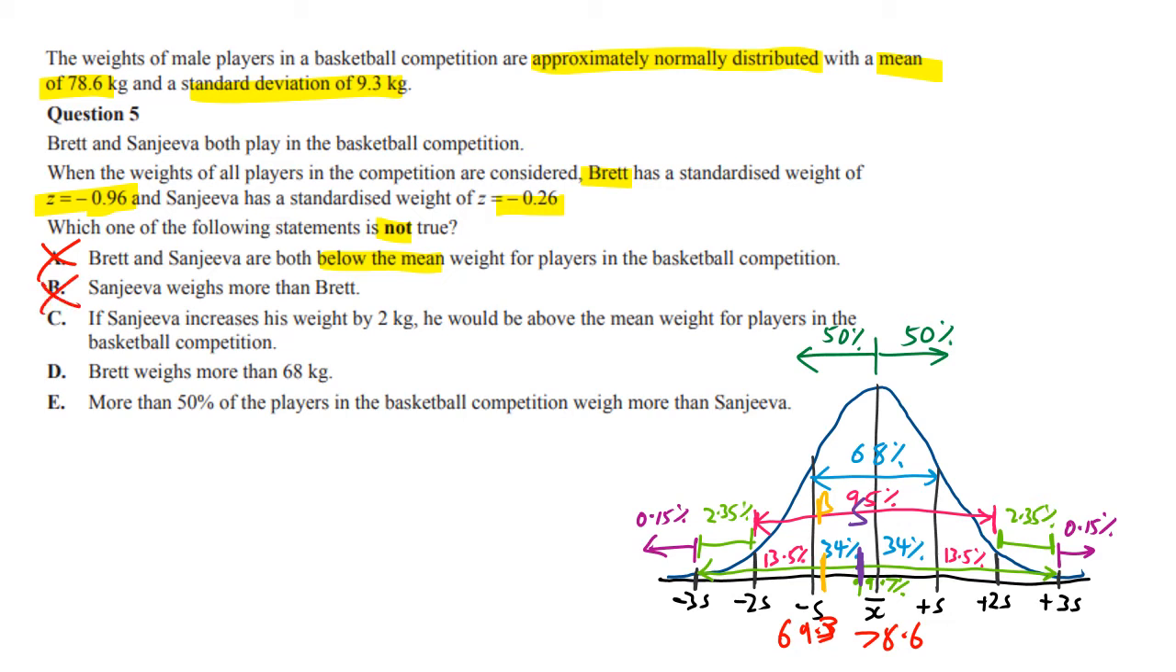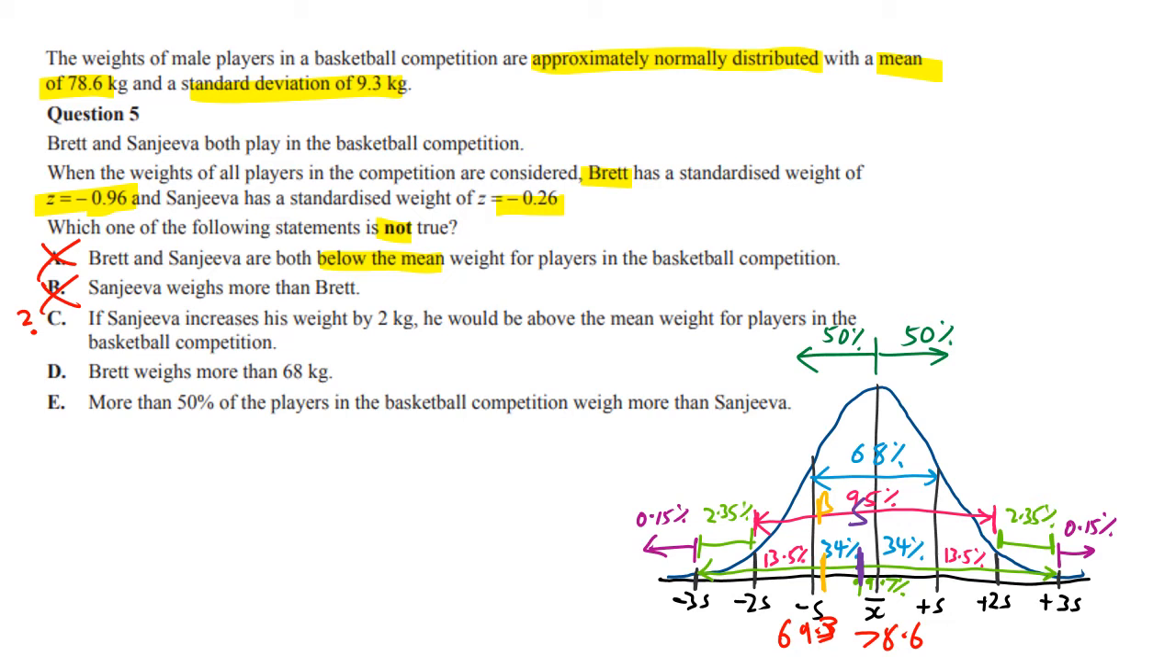C, if Sanjeeva increases weight by 2 kilos, he would be above the mean weight for players in the basketball competition. That one looks tricky. So what you do is you go, not sure, but if I can definitely get rid of D and E, then it must be C by elimination. And that can be a good technique in an exam. So you put a question mark on your exam sheet, and you might just come back to this later. So you get yourself down a quick answer, move on to other questions, and then you can come back to this one later if you've got the time, rather than spending a huge amount of time trying to get this mark when you probably would have got it anyway with good elimination.